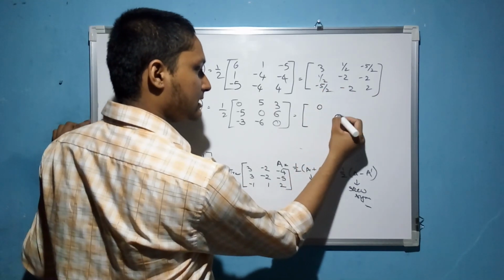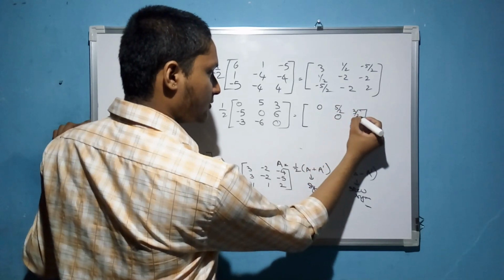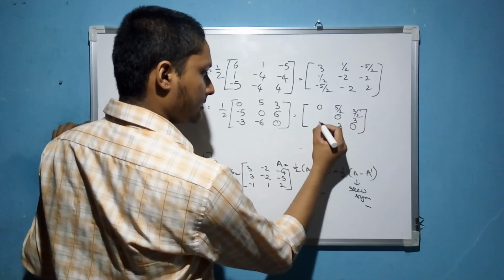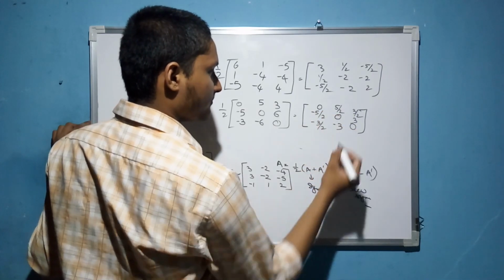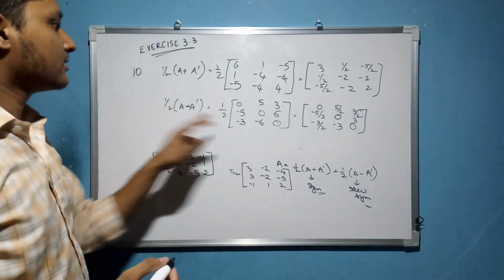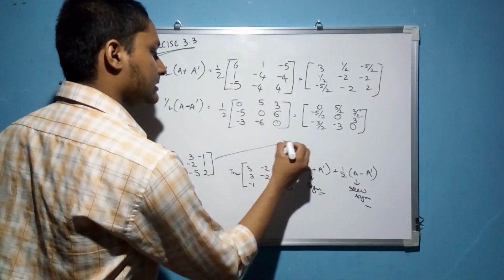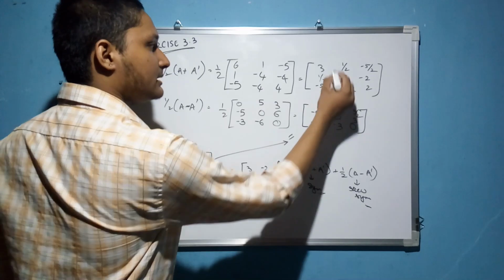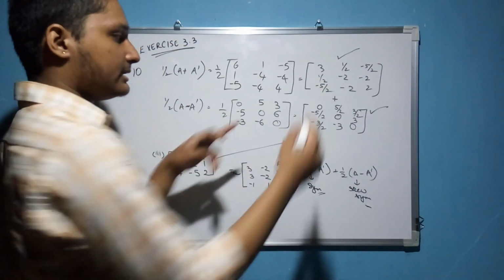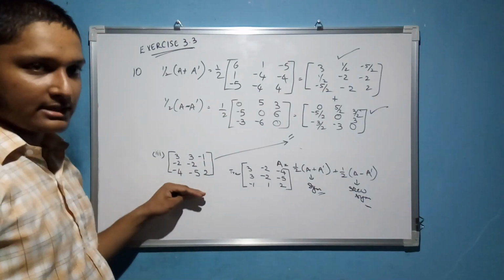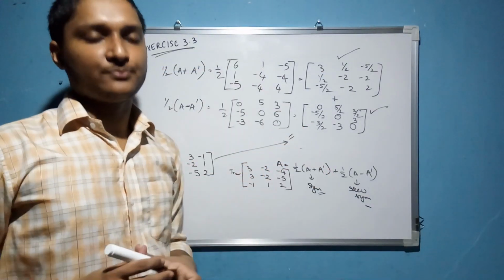So it's going to be 0, 0, 0 and 5 by 2, 3 by 2, 3, 3, 3 by 2, 5 by 2. This is all minus. Okay, these are the two things you are going to write. Therefore you can write it as this matrix plus this matrix. That one is symmetric and this is skew symmetric. So therefore you are writing this matrix in the form of a symmetric as well as a skew symmetric matrix.